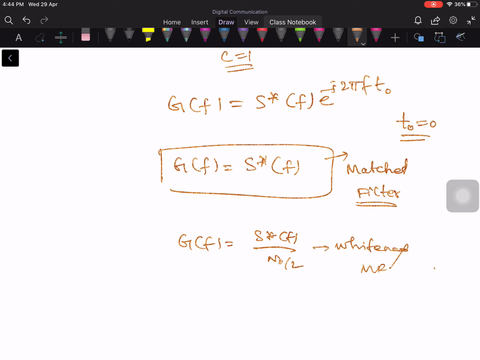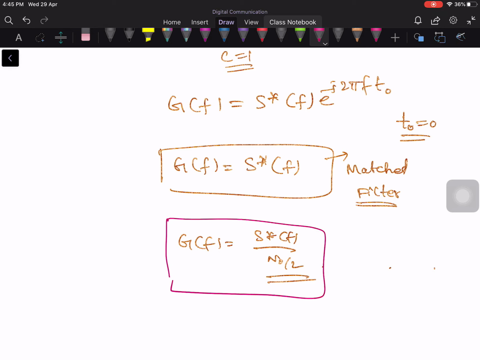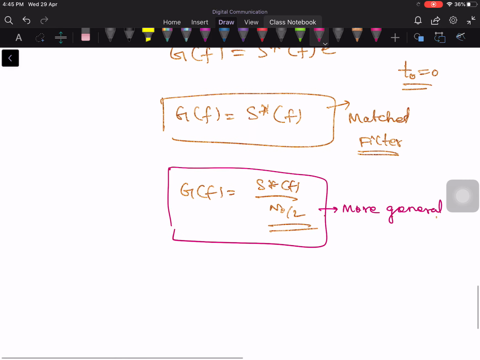So this is a matched filter, and this is a whitened matched filter, and this one is a whitened matched filter. Now the next one is, before that, let me give some more points about this. Wait a minute, let me write properly. This one is more general. And this is called a whitened matched filter. Whitened matched filter.